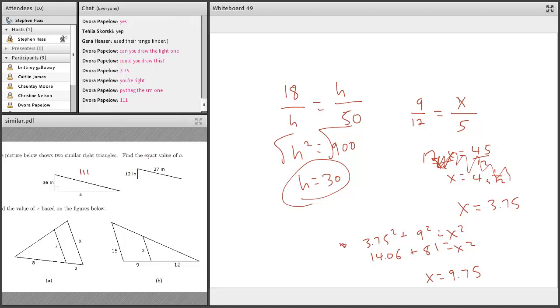Okay, thank you. And then you could use the Pythagorean theorem to figure out what a is. You'd say 36 squared plus a squared equals 111 squared. I'll tell you what you would get. I think you'd get a to be about 105 if you use the Pythagorean theorem.